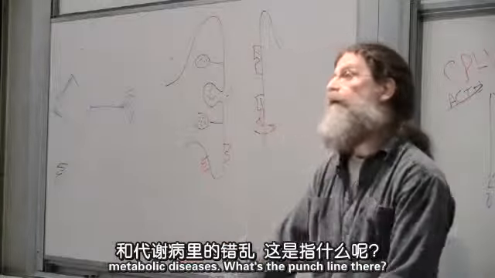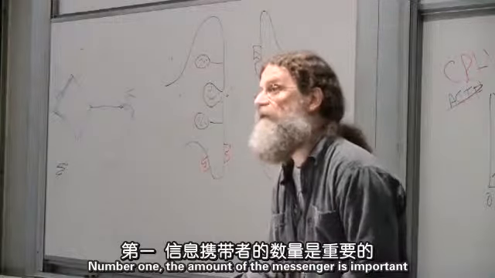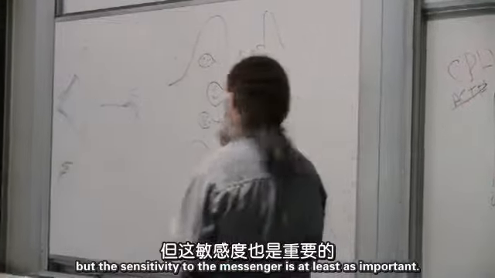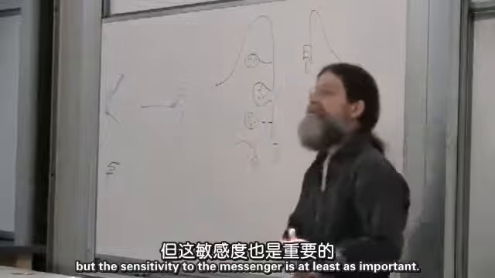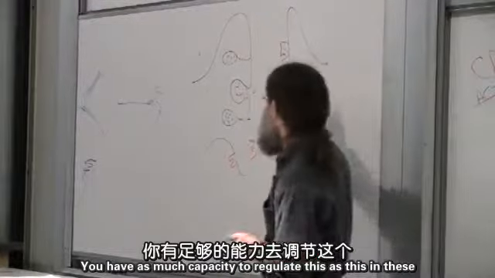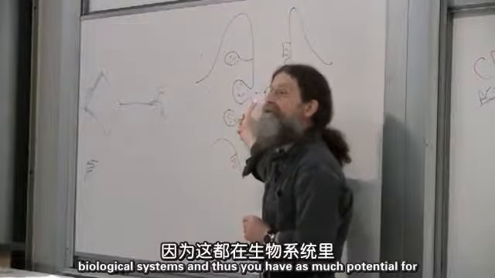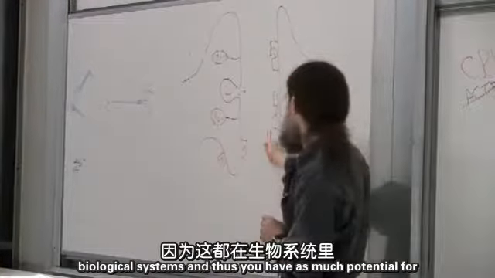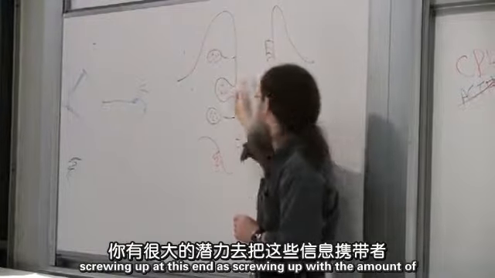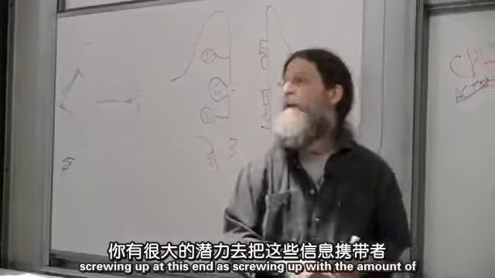What's the punchline there? Number one, the amount of a messenger is important, but the sensitivity to the messenger is at least as important. You have as much capacity to regulate this as this in these biological systems, and thus you have as much potential for screwing up at this end as screwing up with the amount of messenger.